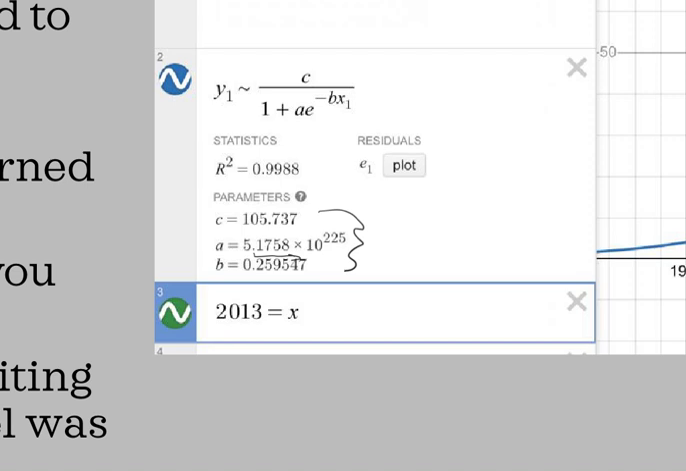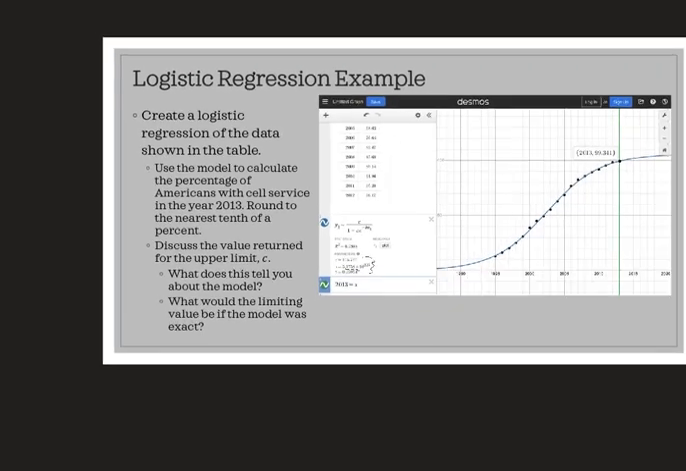Our b value, relatively small, right? 0.25, that's not too big. We don't need to know what those mean. What we need to know is what those numbers are and where they go in our model. The computer does that part for us.